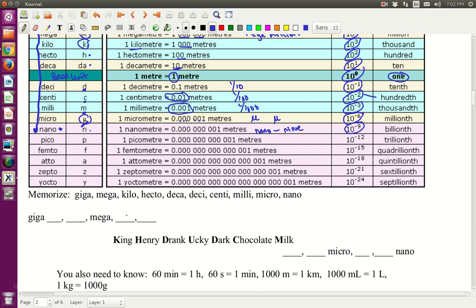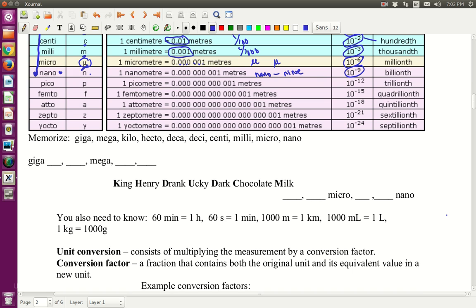And we're going to use this mnemonic device, and y'all are just going to have to bear with me. It goes like this, and it goes giga space space, mega space space, King Henry drank Ucky dark chocolate milk. Space space, micro, space space, nano.